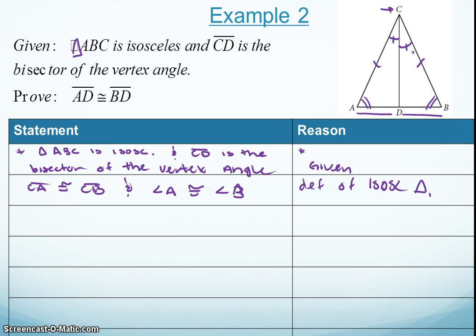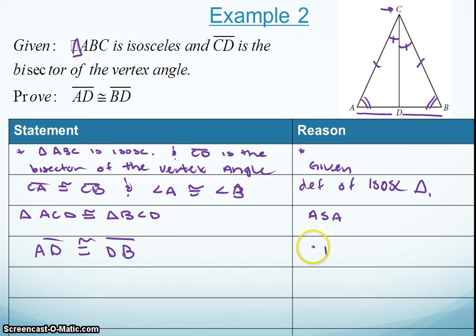So I do know that those two triangles are congruent, so go ahead and write down those statements and pause the video. So ACD is congruent to BCD because the A's and the C's match up, and that's by angle, side, angle. And so then I know that AD is congruent to DB, and that's by corresponding parts of congruent triangles is congruent. So since I have two triangles, I know all their corresponding parts, including AD is congruent to BC.